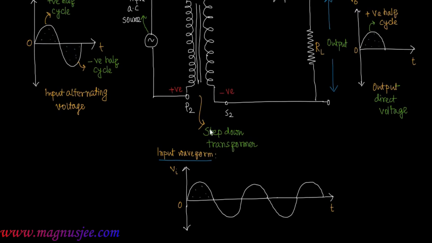This is positive half cycle. Then we can denote negative half cycle. Again we can denote positive half cycle. This is positive half cycle. Then a negative half cycle can be denoted. This will be negative half cycle. Again positive half cycle can be plotted.